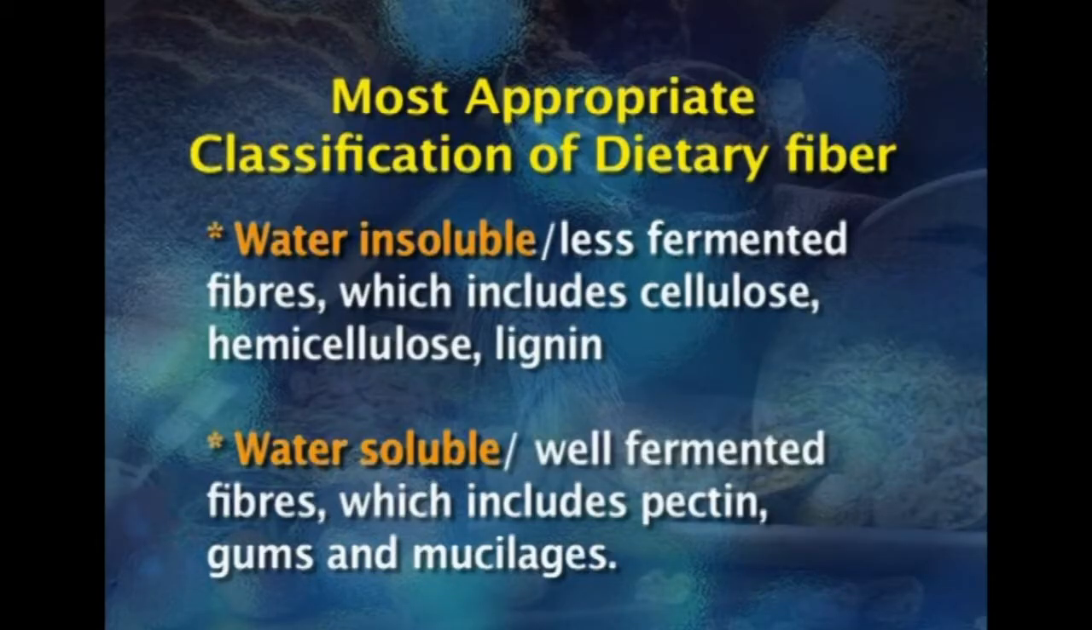The most widely accepted classification for dietary fiber has been to differentiate dietary components on their solubility in a buffer at a defined pH and/or their fermentability in an in vitro system using an aqueous enzyme solution representative of human alimentary enzymes. Thus, most appropriately, dietary fiber is classified into two categories: water insoluble or less fermented fibers, which include cellulose, hemicellulose, lignin, and the water soluble or well fermented fibers, which include pectins, gums and mucilages.